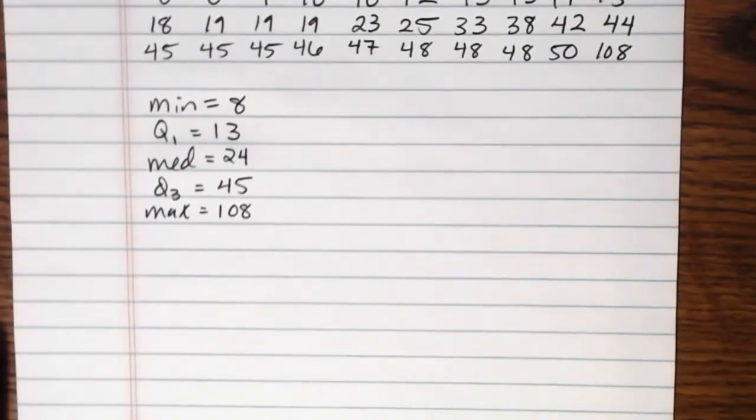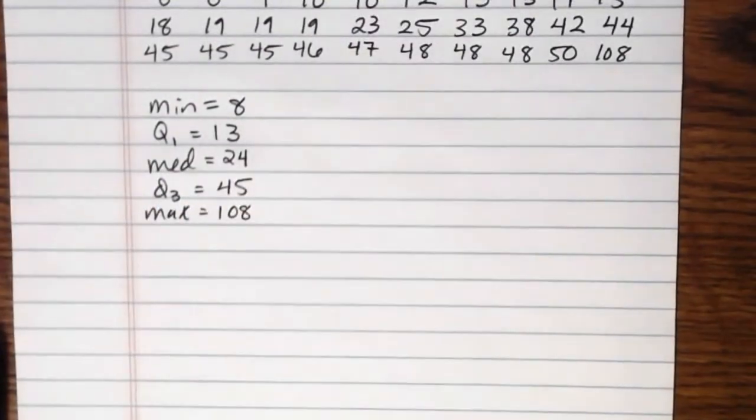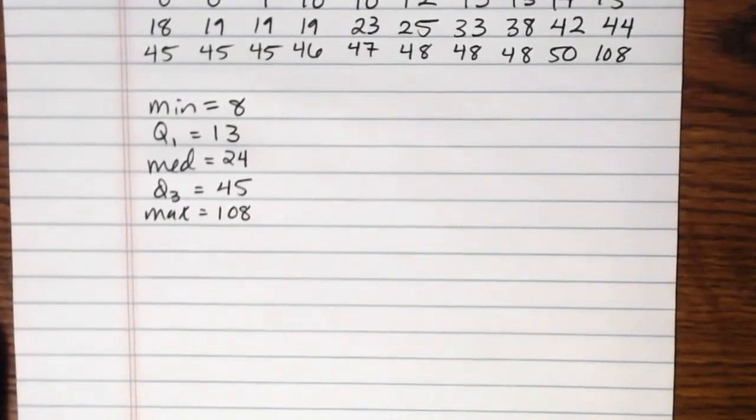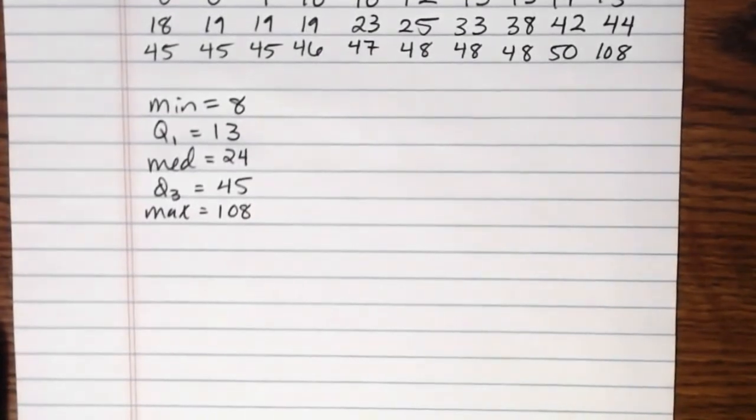Now, before we create a box and whisker plot of this 5-number summary, there's one additional thing that we need to do. We need to look for outliers in our set of data because they are displayed differently on a box and whisker plot. They're displayed separately from the rest of the data. And the way that you look for outliers is basically you're looking for values that are far below or far above the bulk of the rest of the data.